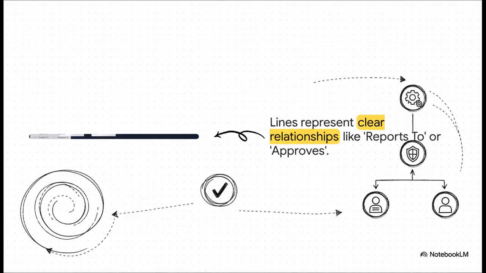Now, this is where the whole visual thing gets really, really powerful. See these lines connecting the boxes? They aren't just for looks. They actually have specific meanings. You can see right here in the legend, they define the entire workflow. You know instantly who reports to whom, who has the authority to approve things, and how work gets delegated. The whole structure of your team becomes just clear.